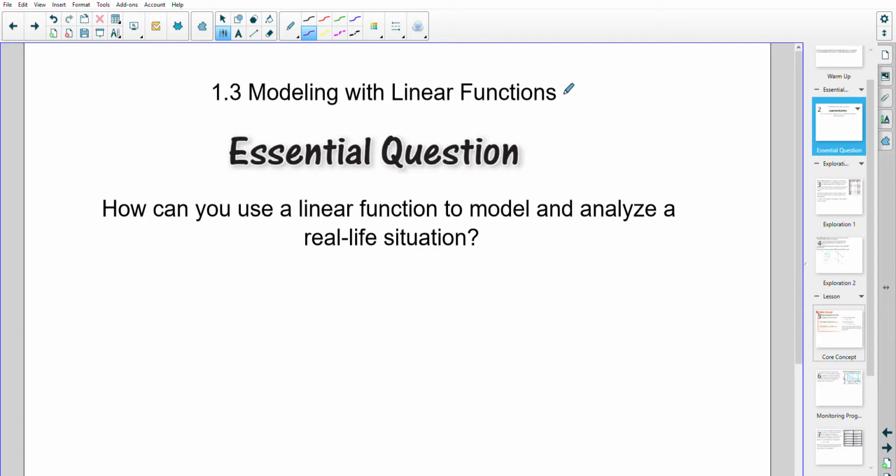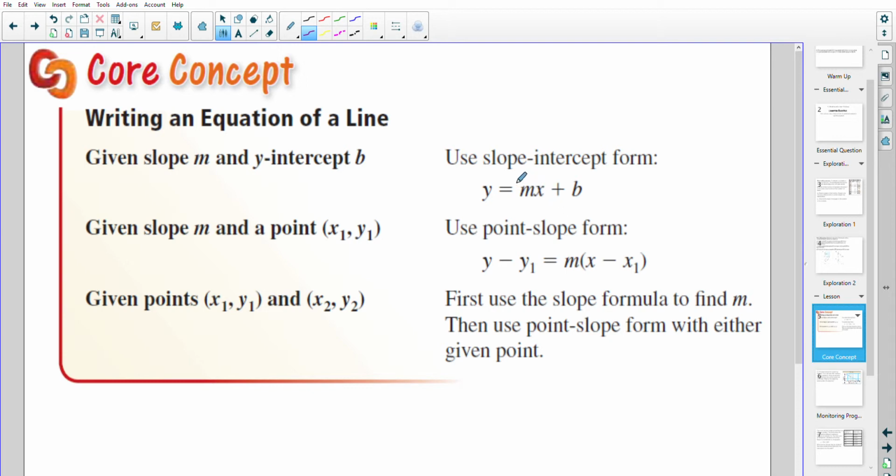Section 1.3 covers modeling with linear functions, and it contains equations that represent points that are in a linear grouping. The two equations that you may have seen before: the slope-intercept form, y equals mx plus b, where m is the slope and the y-intercept is the b. The other form is where you have a point and a slope, and you would put those in this equation.